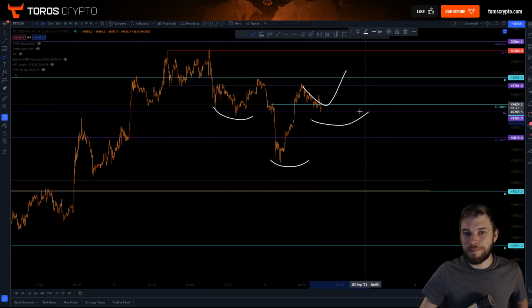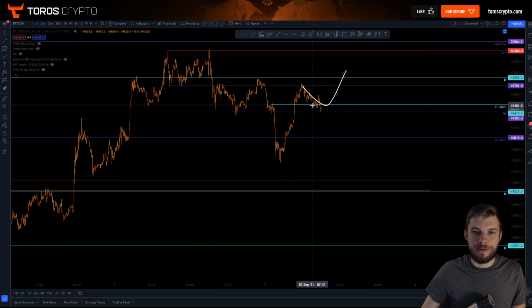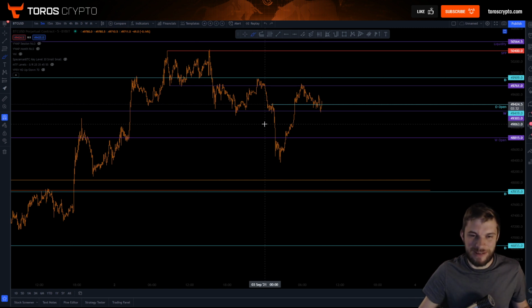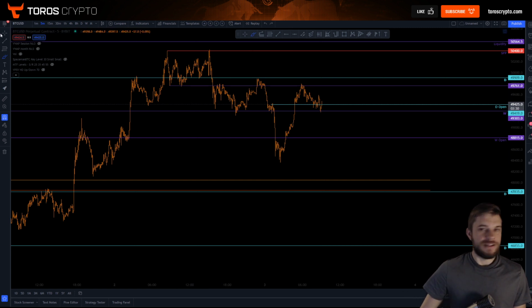Hey, it's a new pattern, but we're going to trade the newbie pattern and have a look and see if this can actually get this inverted head and shoulders kind of formation going here. So yeah, that's pretty much Bitcoin covered.